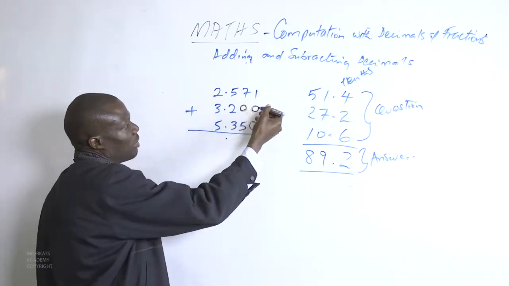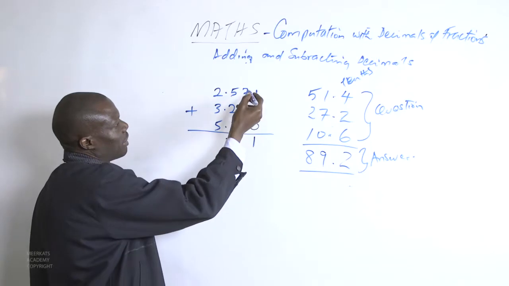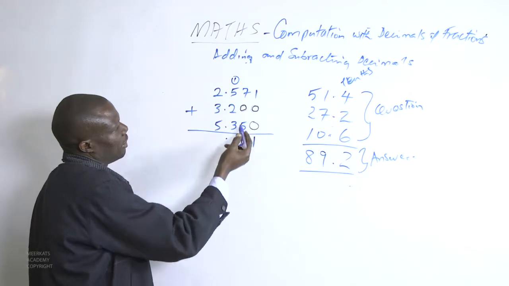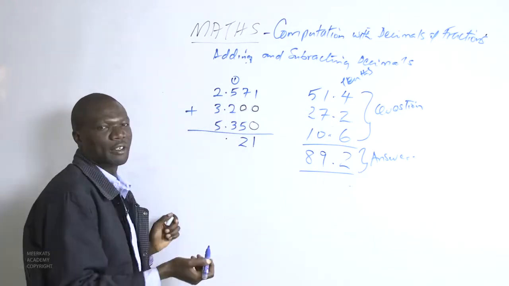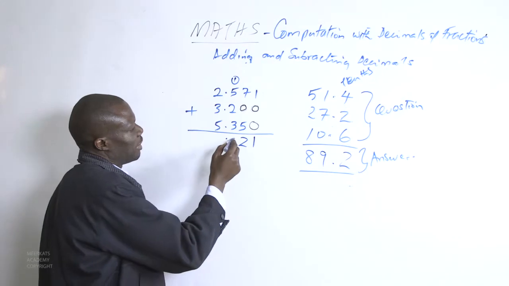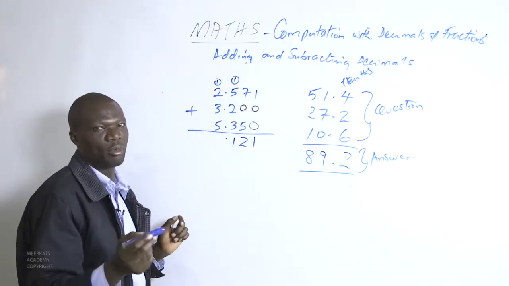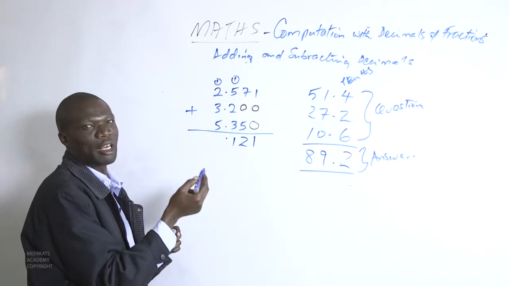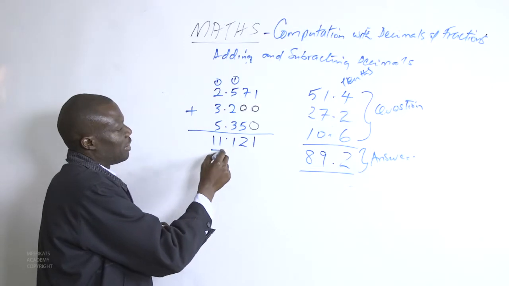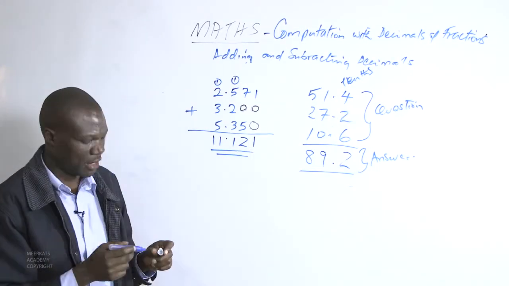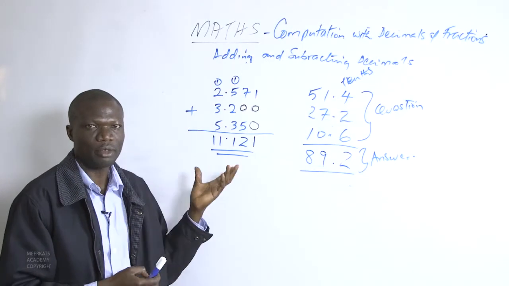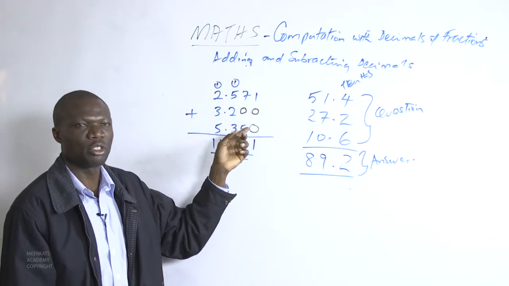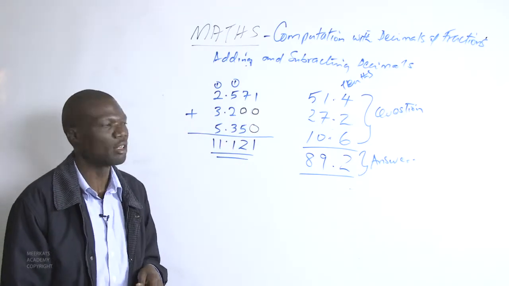So we come: 1 plus 0 is 1. 7 plus 0 plus 5 is 12, carry 1. Then 1 plus 5 is 6, plus 2 is 8. 8 plus 3 is 11, carry 1. And then we bring in 1 plus 2 is 3, plus 3 is 6, plus 5 is 11. So you find that our answer takes up this form with 3 decimal places. And take note how we used zeros to balance the decimal places.